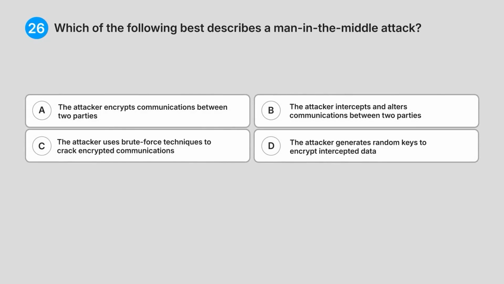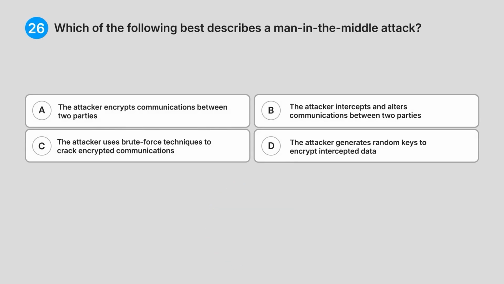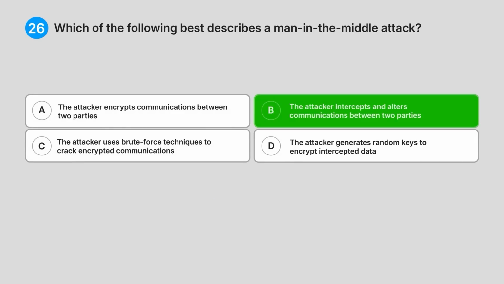26. Which of the following best describes a man-in-the-middle attack? A. The attacker encrypts communications between two parties. B. The attacker intercepts and alters communications between two parties. C. The attacker uses brute force techniques to crack encrypted communications. D. The attacker generates random keys to encrypt intercepted data. What do you think is the answer? Correct answer, B. The attacker intercepts and alters communications between two parties.